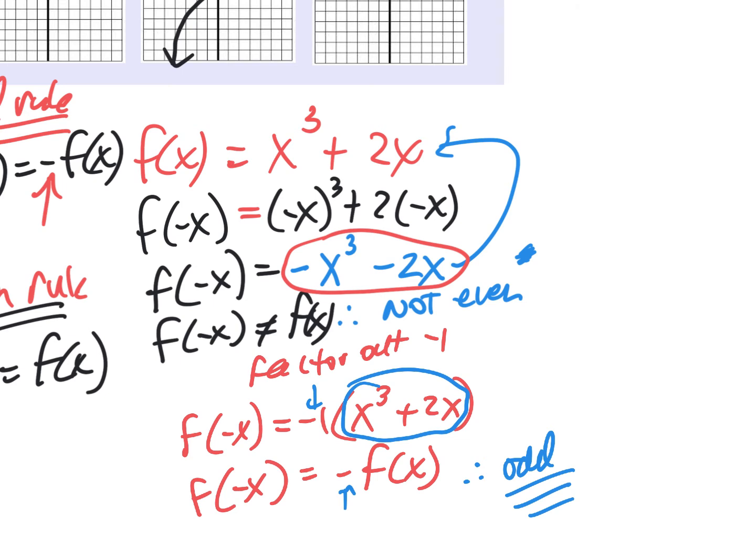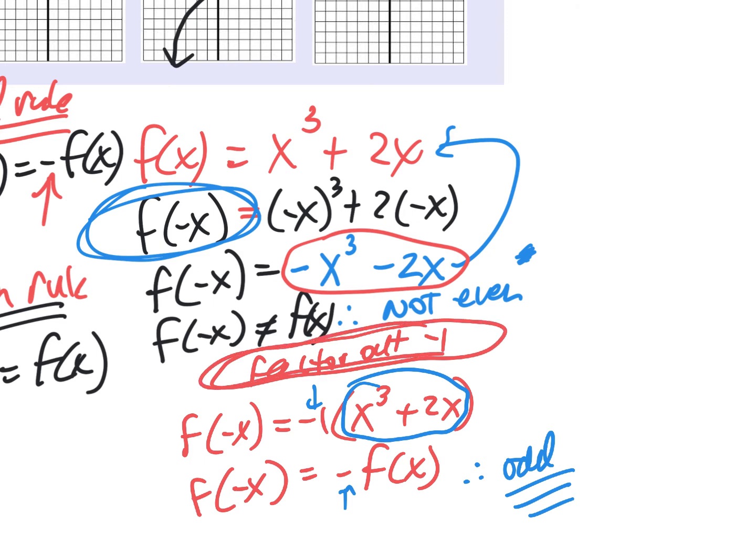All right, I'm going to give you one more like that, and I want you to tell me whether it's even or odd. The first thing you will do is stick in negative x, and then simplify it down. You're going to look and see if it turns into f of x. If it doesn't, you try sticking in that whole thing, like right here, this is key. You factor out a negative 1.